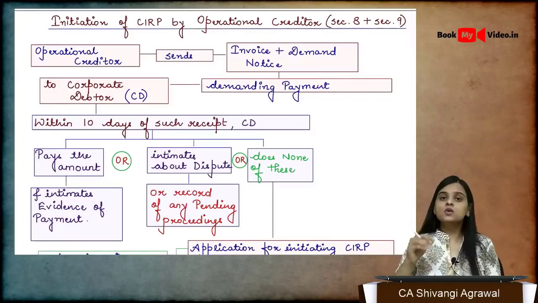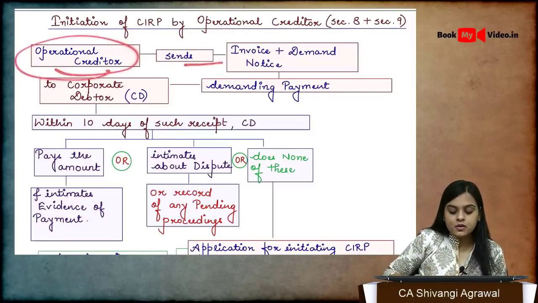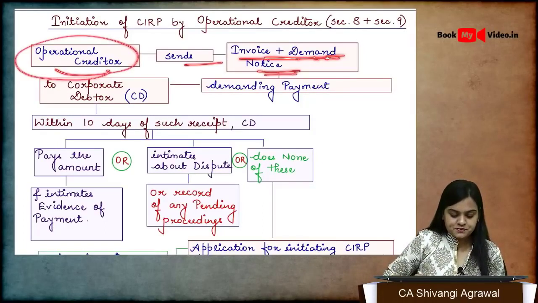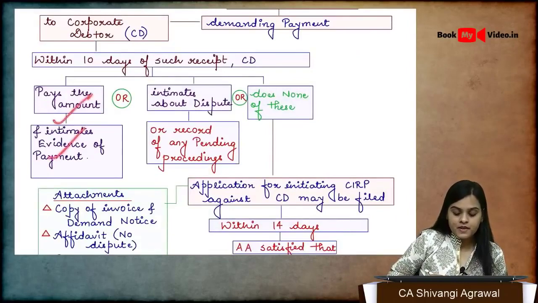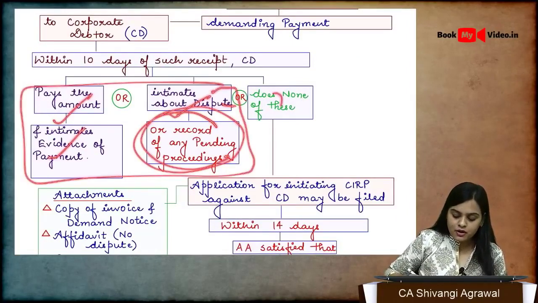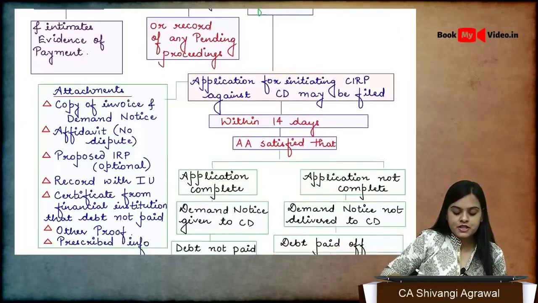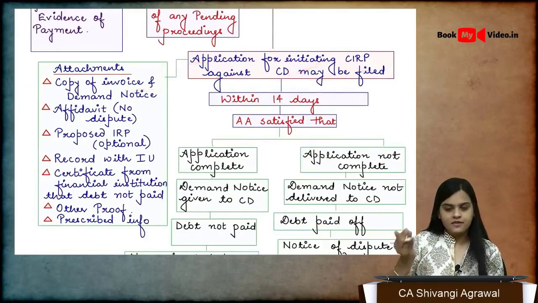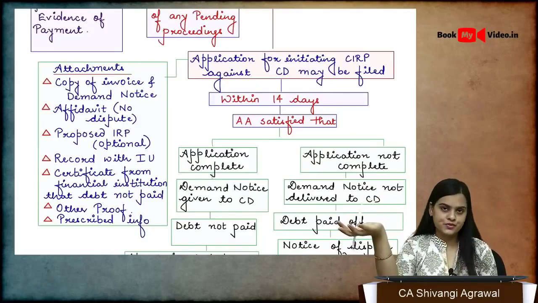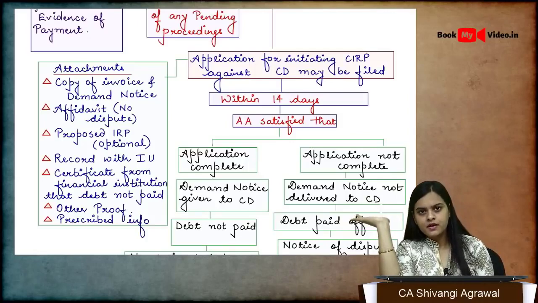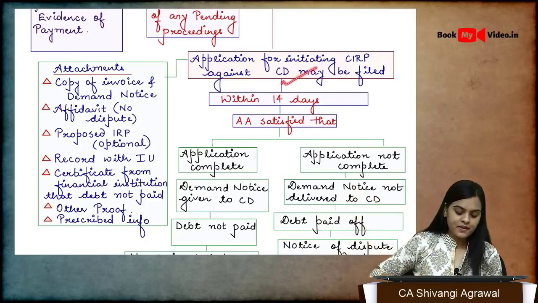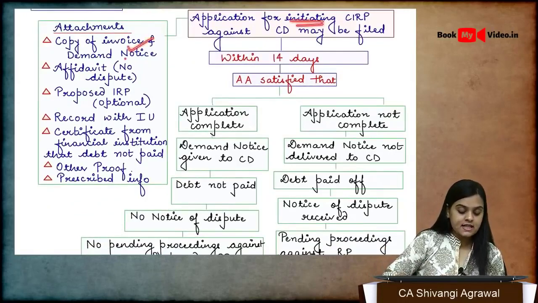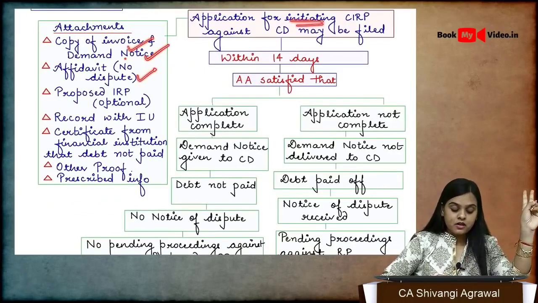What happens is, the code requires the operational creditor to send a demand notice plus the invoice demanding payment from the corporate debtor, and the corporate debtor within 10 days has to either pay the amount or intimate about the dispute. It has to do either of the two things. If it does neither, then an application for initiating CIRP can be filed. If a dispute is in existence, that dispute has to be resolved. If the person has already made payment, you cannot initiate CIRP. If the person is doing neither, then you can initiate CIRP and file an application. You will attach the copy of the invoice, the demand notice, an affidavit that there is no dispute, and the proposed IRP.